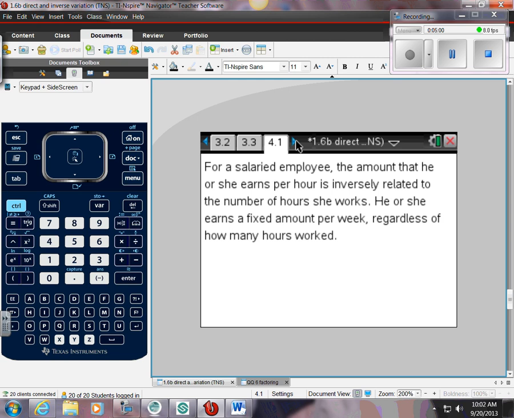Okay, so an example of this in real life is when we have a salaried employee, like myself. I'm salaried. I earn a certain amount of money per year, okay? The amount that he or she earns per hour is inversely related to the number of hours she works. So think about it. If I make, let's say, $40,000 a year, okay? If I work 30 hours a week, would I be making more hourly than if I worked 60 hours a week?